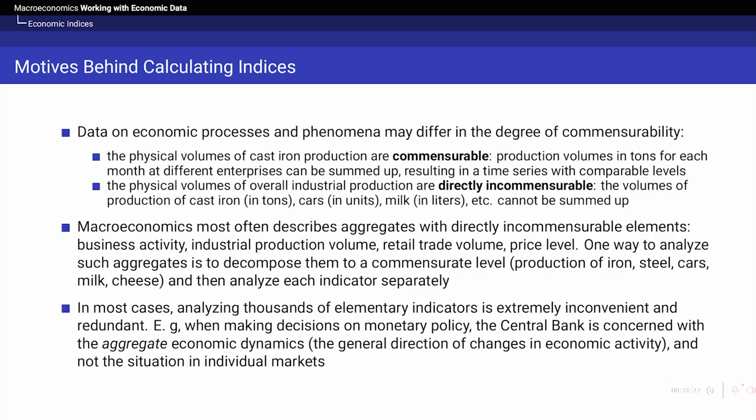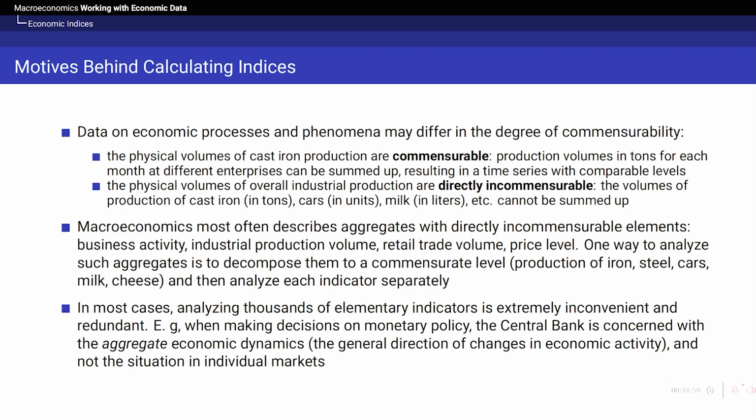Economic activity is a very complex phenomenon. At the same time, the economy produces millions of goods and services, all measured in different units. In some cases, the data on these different products is commensurable. For example, if we know the amount of cast iron that was produced by all plants in the country, we can just find the sum of production and compare with what was produced in the previous month. However, this is not always possible.